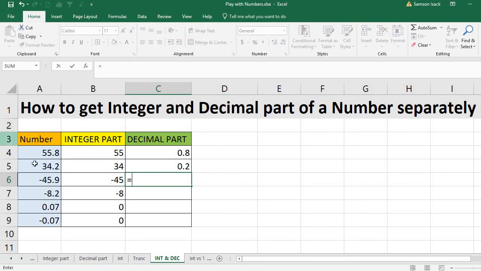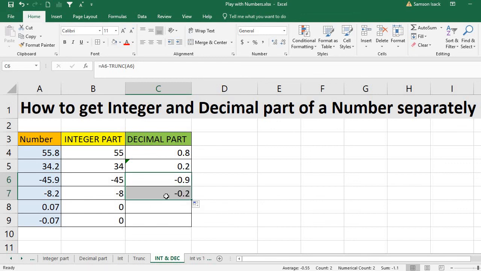Even though the number is negative, it is the number minus trunc of the same number, which gives the integer part of the number. If you subtract it from the actual number, you will get minus 0.9, which is nothing but the decimal part of the number. Similarly, you can get it for any number. You will get the decimal part of the number by removing the integer part of the number.